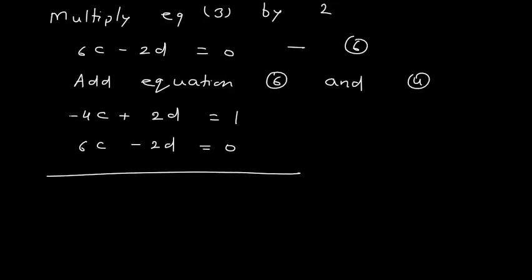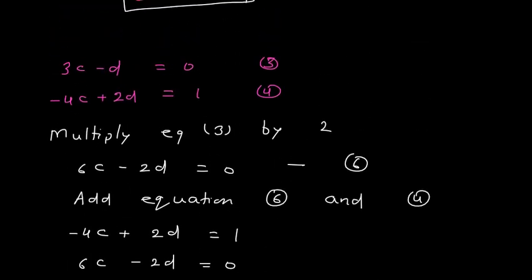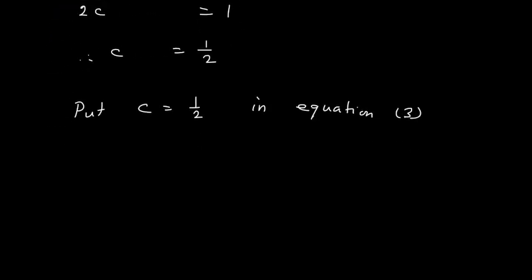Now put c is equal to 1 by 2 in equation 3. 3c minus d is equal to 0. Therefore we get d is equal to 3 upon 2. So the value of d is 3 by 2. We got the values of c and d. So we got everything: a, b, c and d.